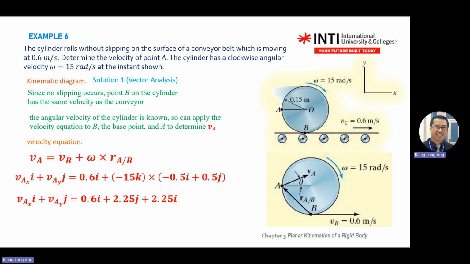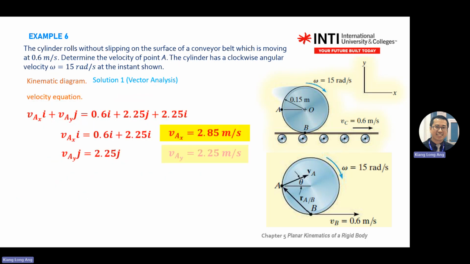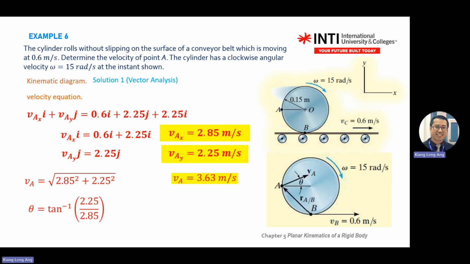Then you match the I together. You get what is your VAX. You continue matching the J together. You get what is your VAY. VAX, VAY is two directions. You need to find the resultant. Square this one, square root, and you're able to find the magnitude. Okay. And the direction, you use the tangent equation, inverse tangent, and you're able to find the answer.